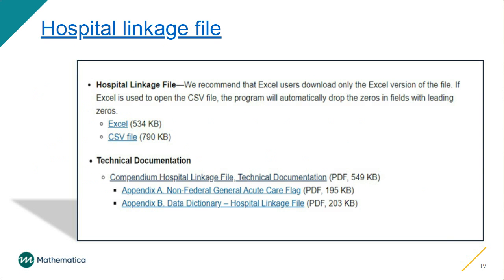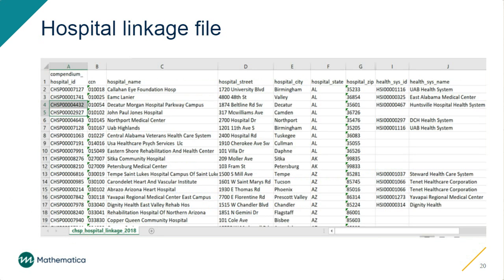So if you go back to the Compendium website, on AHRQ's website, this is what it will look like. This is the page for the hospital linkage file. It looks very similar to the section of the page for the Compendium list of health systems. You can see in the middle an Excel and CSV version, and then the technical documentation. So if you go to the page and you click on the link in the middle there, here is what the hospital linkage file looks like.